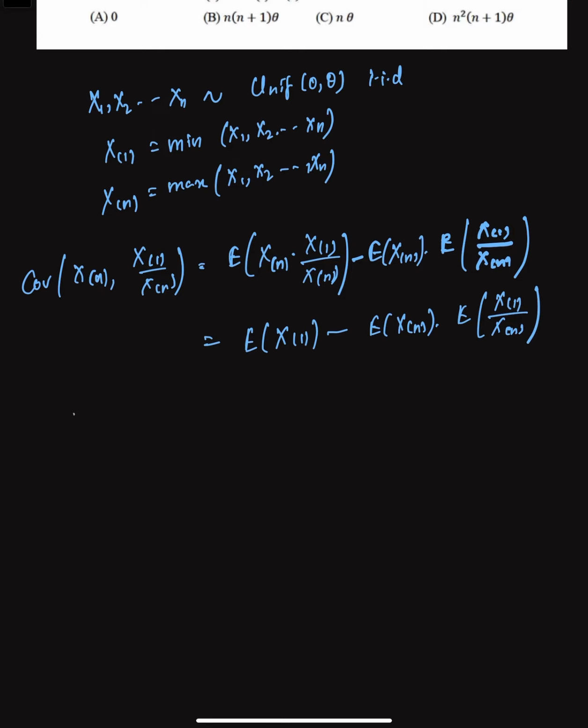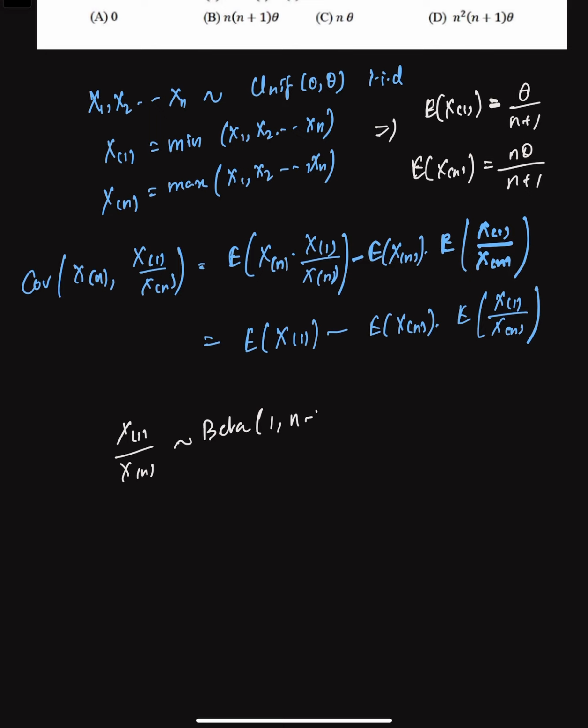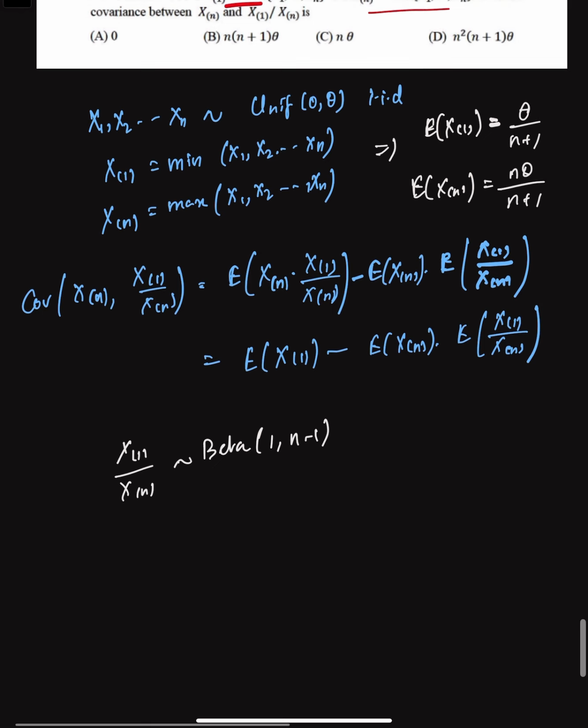So we have expectation of x1, since this is following uniform 0 theta, so expectation of x of 1 will be theta by n plus 1, and similarly expectation of xn will be n theta by n plus 1. And we have x1 divided by xn, which follows beta distribution with parameters 1 and n minus 1. So expectation of x1 by xn will just be 1 by n.